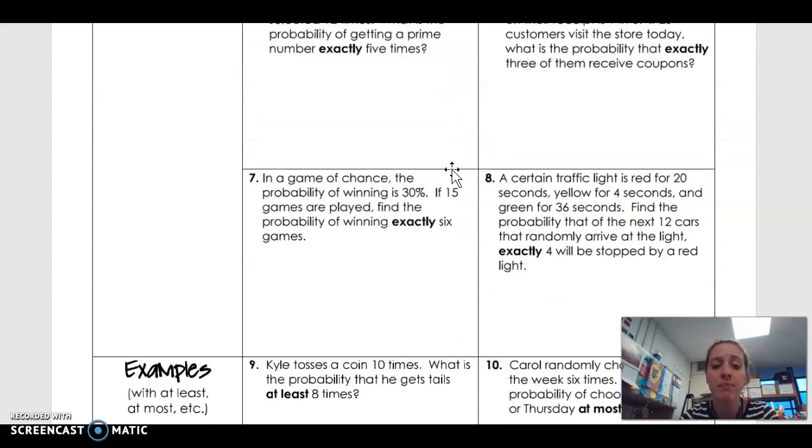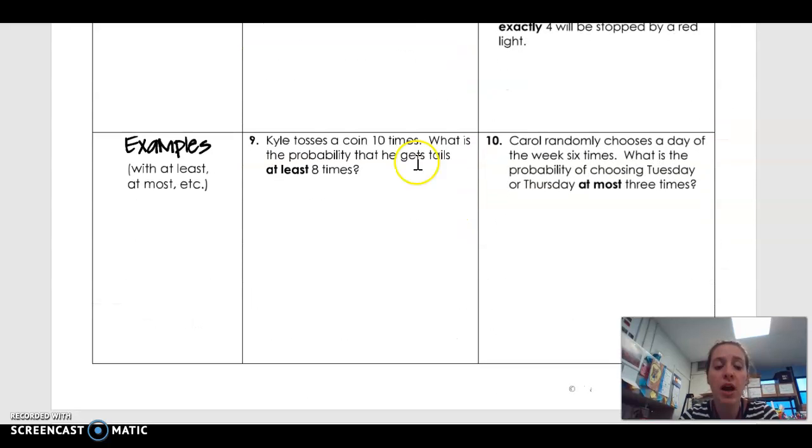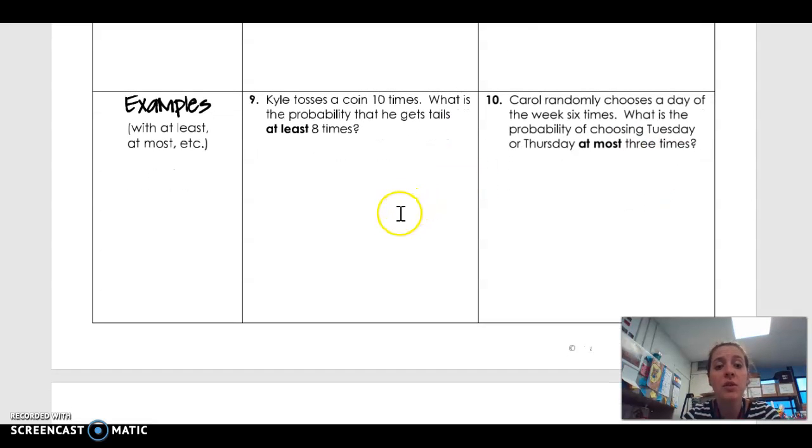That's the first step. So now what happens if I don't say exactly, I say at least or at most, right? Those are things we can look at as well. So we're going to do something very similar. Kyle tosses a coin 10 times. What is the probability that he gets tails at least 8 times? So that would tell me that my R value would be 8, 9, and 10, because at least would be 8, 9, and 10.